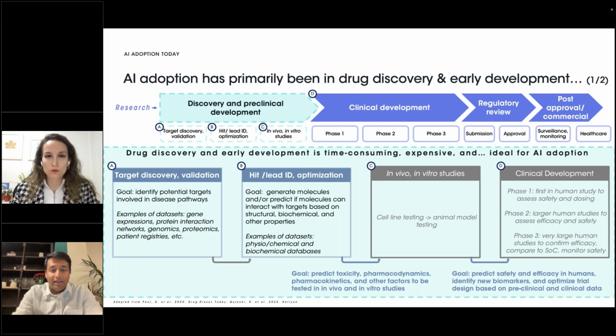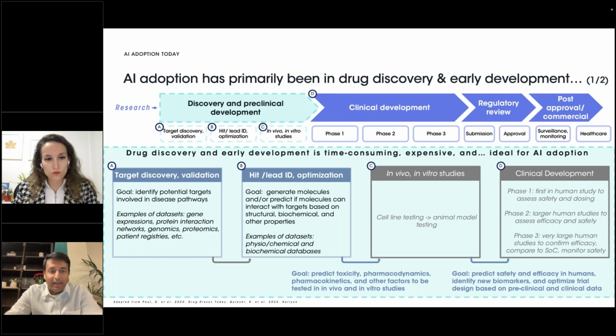And some examples, at a very high level, are in target discovery and validation, which is one of the initial focus areas of the drug development process, where the goal is to find new disease targets to focus on as a potential drug target. And there are a plethora of data sets you can use to train your AI models, including gene expression, proteomic interactions, genomics, proteomics, as well as patient registry data, which can be systematically mined using AI algorithms to hopefully identify novel disease pathways and targets.